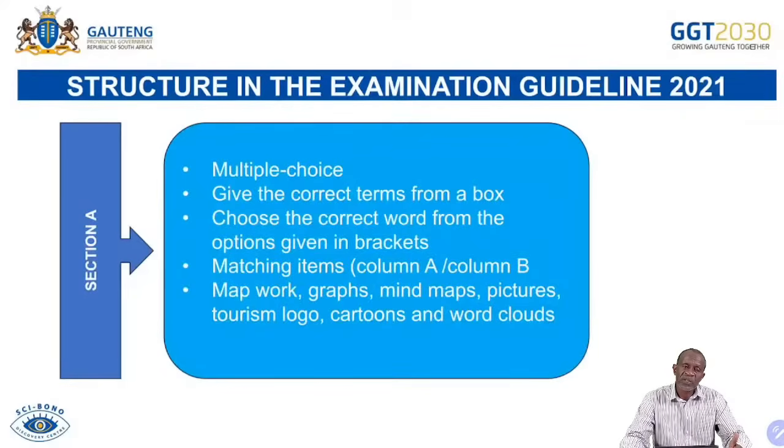We have indicated your section A, that is 40 marks. You have to spend 40 minutes on it. Section B, 50 marks. You have to spend 50 minutes. Section C, 50 marks. You have to spend 50 minutes. Section D is 30 marks. You have to spend 30 minutes. Section E is 30 marks. You have to spend another 30 minutes.